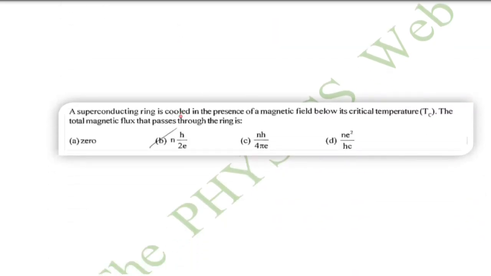A superconducting ring is cooled in the presence of a magnetic field below its critical temperature. The total magnetic flux passing through the ring is n times h by 2e. Okay. So B is your correct option.